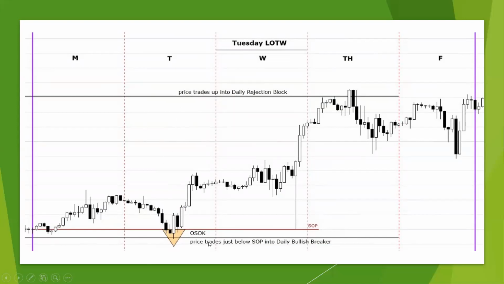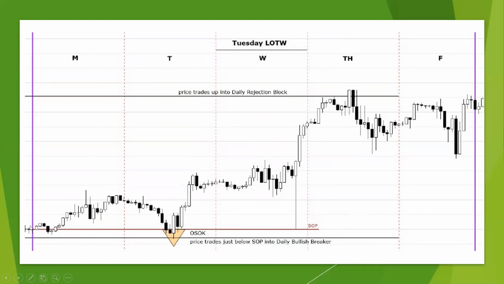Now, when price trades just below Sunday opening price into the daily bullish breaker, this is a buy scenario. So price trades up, not too far, just consolidates. Then price sets a low, trades past Sunday opening price and Monday's low, taking out the previous day's low, trading into a daily discount array. Our target is going to be the daily rejection block, and we see price trade up, expand to the upside, breaking structure here. Price consolidates, actually gives us a turtle soup back down to Sunday opening price.